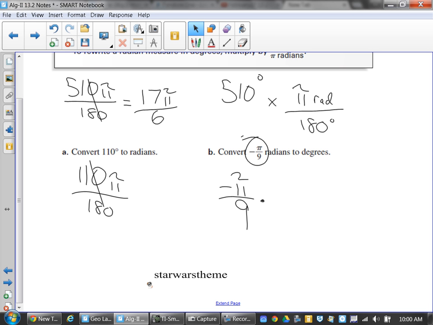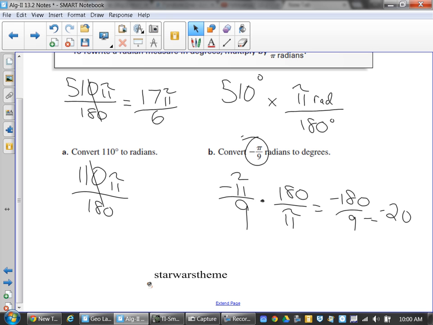Now, if I want to go from radians to degrees, I'm going to multiply by 180, divide by pi. Those are 2 minus 11. I thought it was minus 11 too. What happens to the pi's? The pi's drop out. You get negative 180 over 9, which is negative 20.